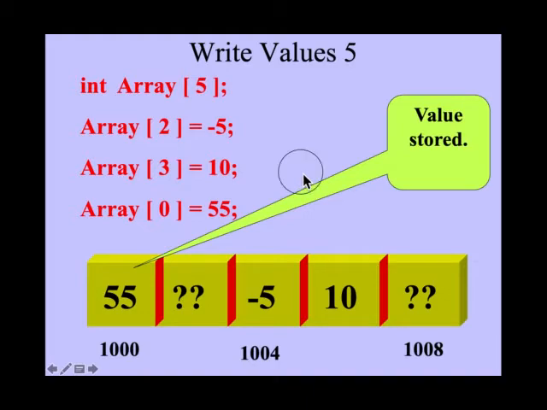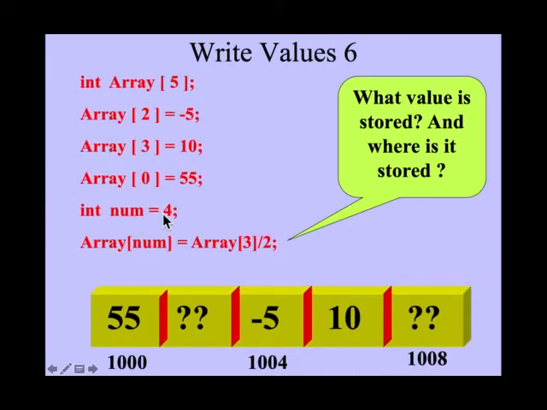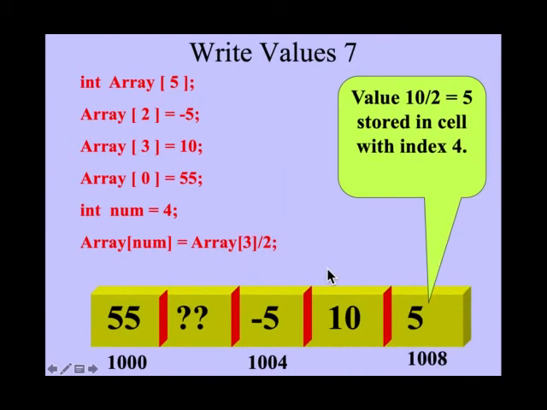Let's keep going. We have 2 more to do. This time I say int num = 4, array[num]. That means go to the element with index 4. So that will be 0, 1, 2, 3, 4. That's this one. But this time I'm doing some math. It says go to the array member with index 3, 0, 1, 2, 3, take that value, and divide it by 2. What value is stored? This is 10. This is 2. 10 by 2 is how much? The value 10 by 2 is stored in the cell with index 4. Okay, one more.